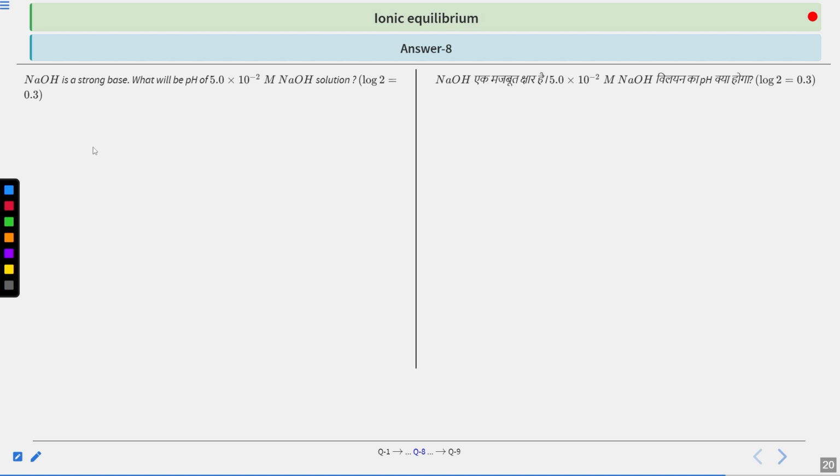So we are given a strong base, sodium hydroxide, and we have to calculate what will be the pH if the concentration of sodium hydroxide is 5 into 10 to the power minus 2 molar, given that the value of log of 2 is 0.3. The correct answer will be D, that is 12.70.